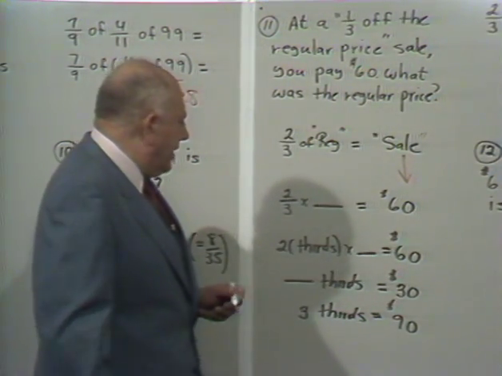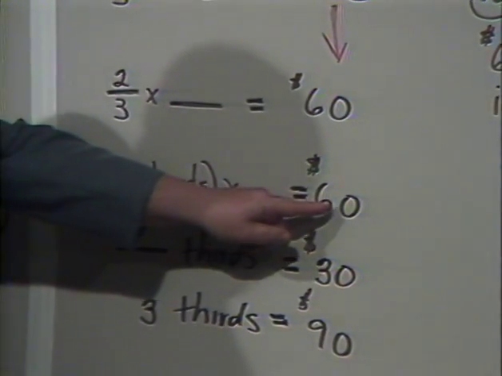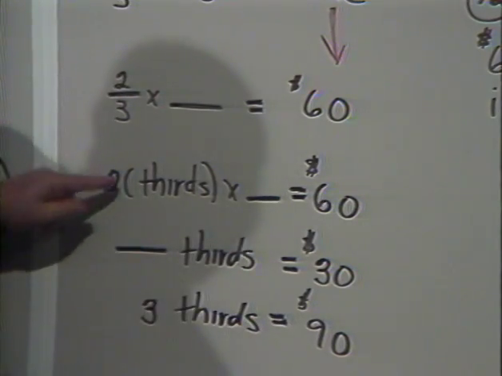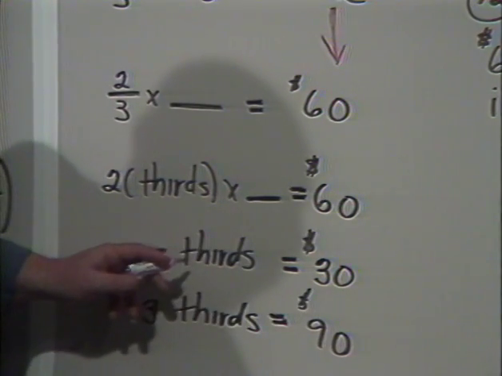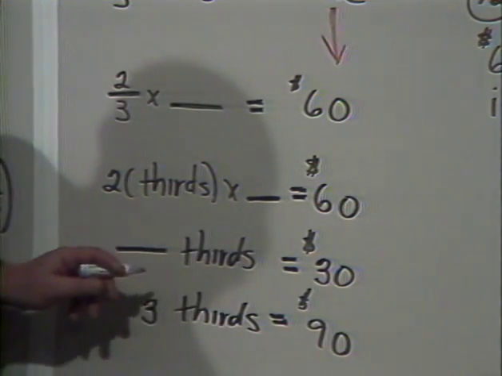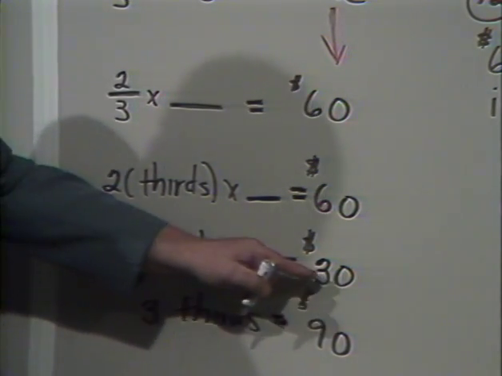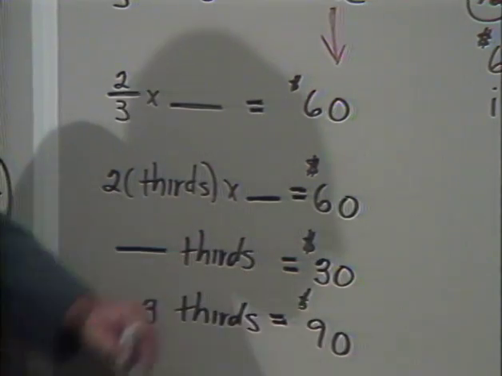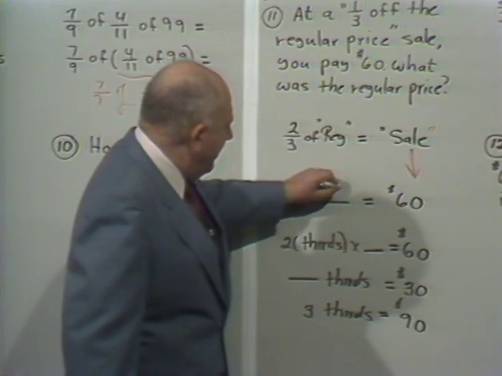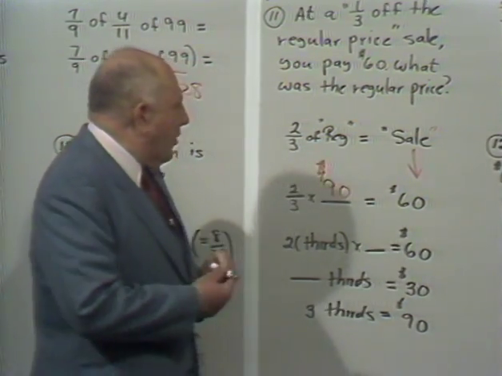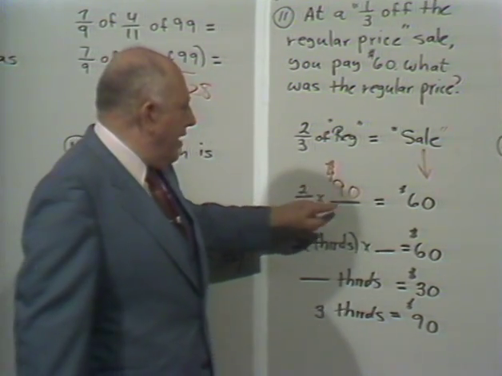If 2 times blank equals 60, the blank must be 60 divided by 2. See, if twice the blank is 60, the blank itself must be 30. But the blank is only thirds, okay? How many thirds make up a whole unit? 3/3. But if 1/3 is 30, 3/3 is 3 times 30, which is 90. And by the way, don't worry about whether you understood what I said here, because I'm going to explain that in different terms later. What I want you to see is that if the sale price was 60, the regular price was 90. Does that work?